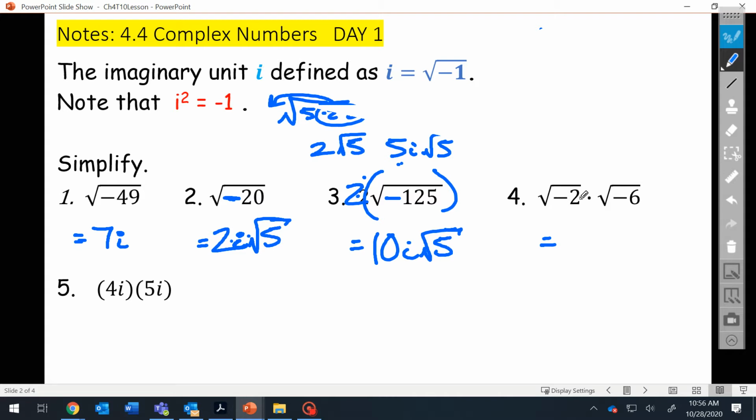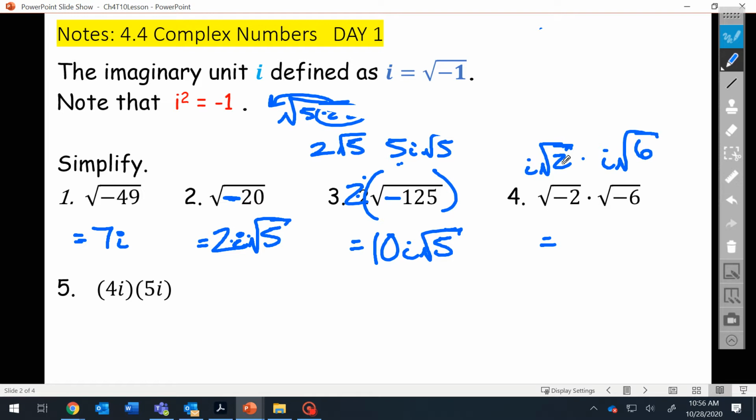Now this one's a little bit more complicated. Number 4, square root negative 2 times square root negative 6. Now, so if we multiply these together, we need to make them both positive first. So in order to make them both positive, this would be I square root of 2, and this would be I square root of 6.